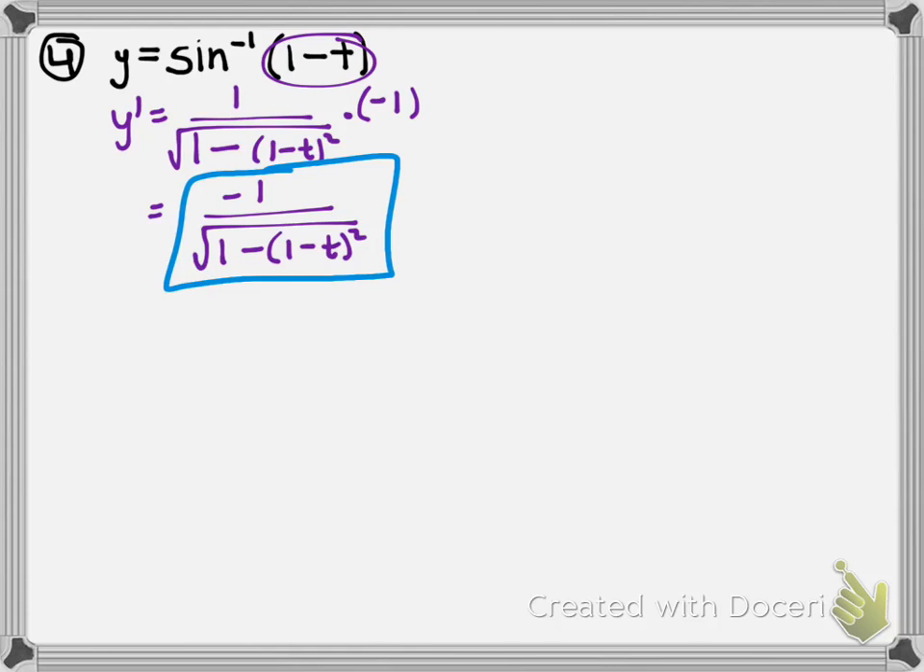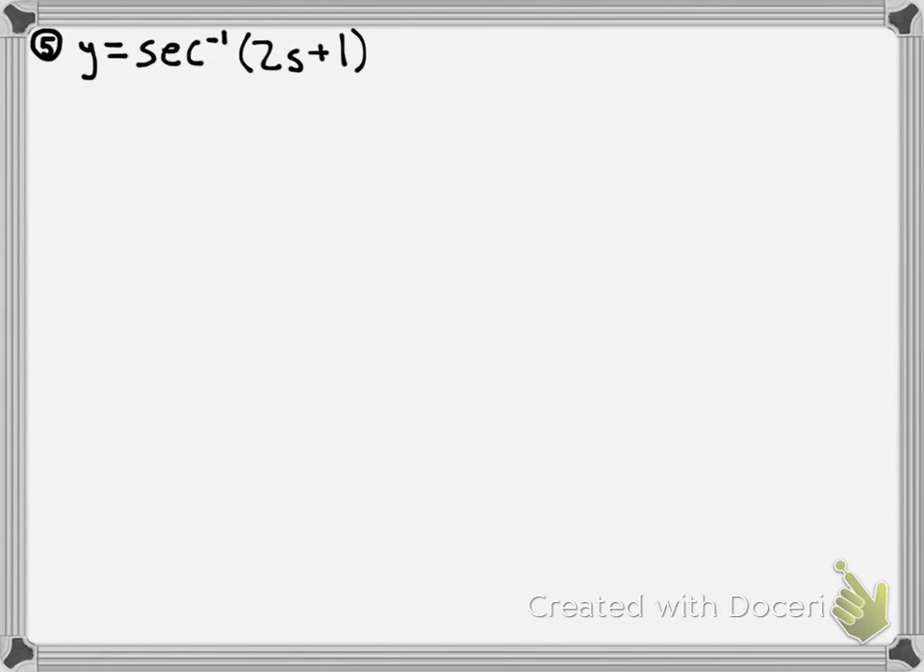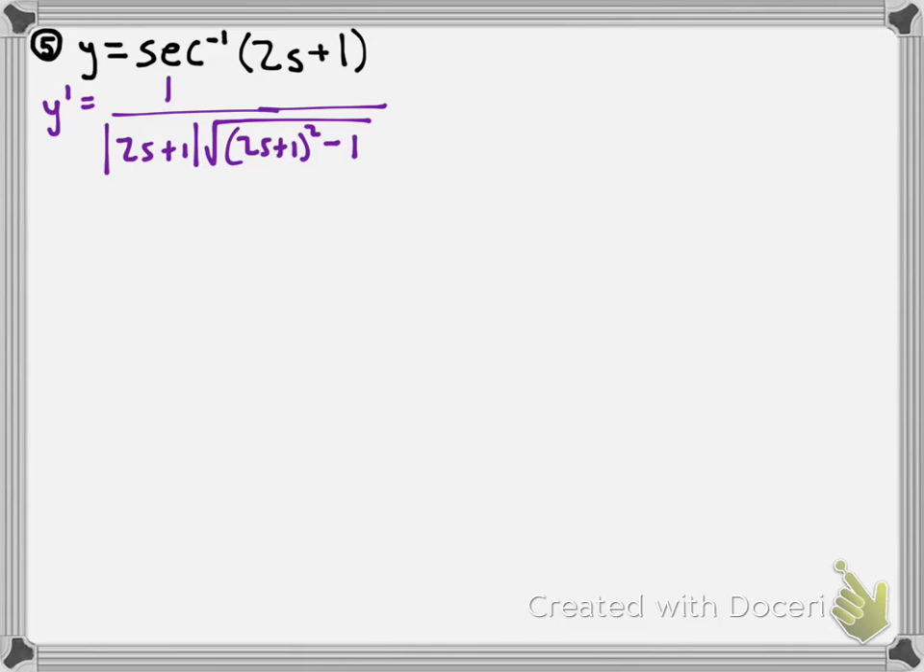Okay, that's number 4. Number 5, y prime is equal to, now again, we just use the formula, the absolute value of u, which is 2s plus 1, multiplied by the square root of u, which is 2s plus 1 squared, minus 1, and then we're going to multiply this by the derivative of 2s plus 1. And when you get a function like this, you have to assume that y here is a function of s. Okay, so it's okay to assume that.